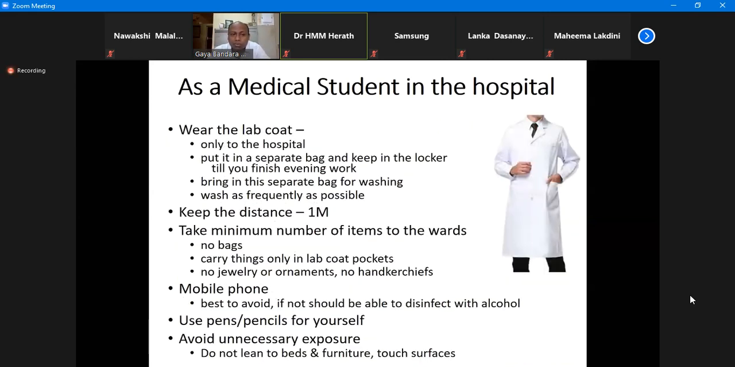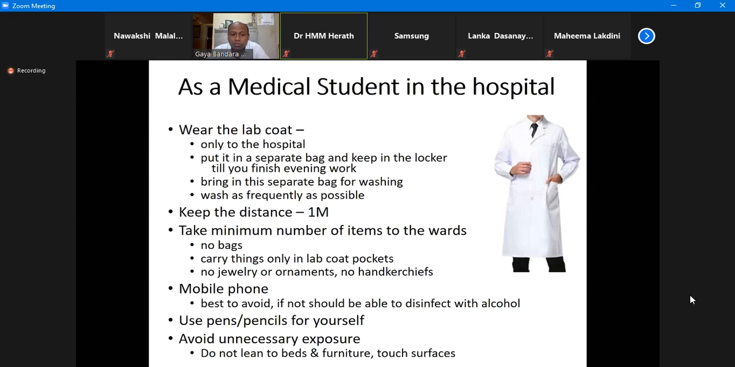Then while you are in the hospital, you must wear a lab coat. So when you are coming out from the hospital, you remove it and keep it in a separate bag. And when entering the faculty, you have to wash your hands with soap and water and keep this lab coat in your locker until you finish the rest of your work in the faculty. And when you are going home or to the hostel, take it in a separate bag for washing. And it is recommended to wash as frequently as possible.